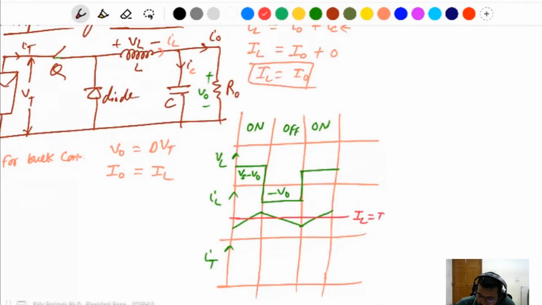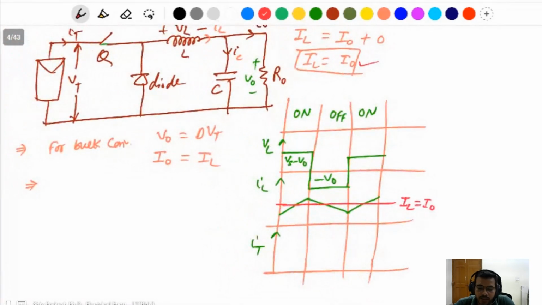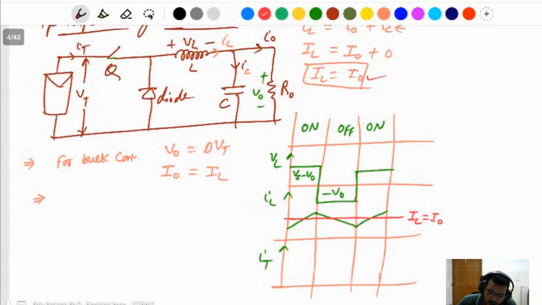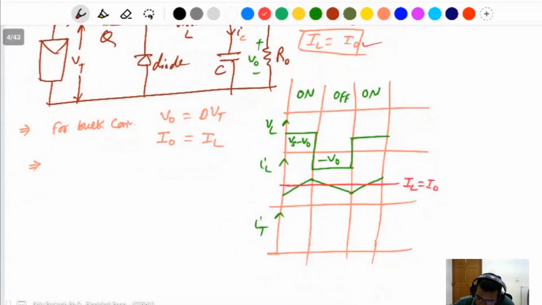The average of the inductor current is I naught. IL is equal to I naught. And here IT means the terminal current of the input, or input current. When the switch is on, input current flows. But when the switch is off, the input current will be 0. So the input current flows when the switch is on, then after that it will be 0. Same thing.